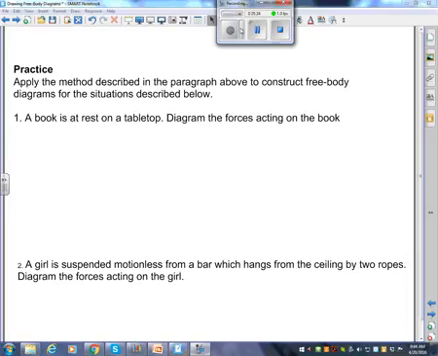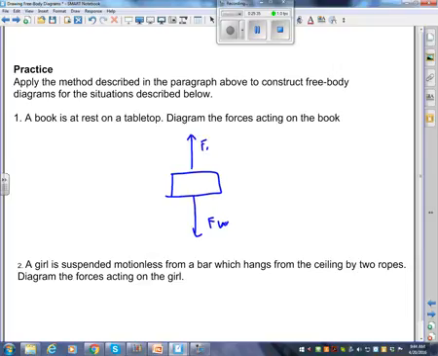A book is resting on a tabletop, diagram the force acting on the book. This one's pretty straightforward. Weight force? Normal force. Some of you may have drawn this. Did you draw that? Some of you may have drawn that. I'm not going to get too excited about that. There are some people that say that's a no-no.